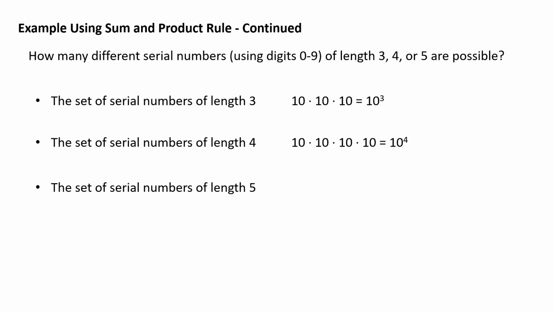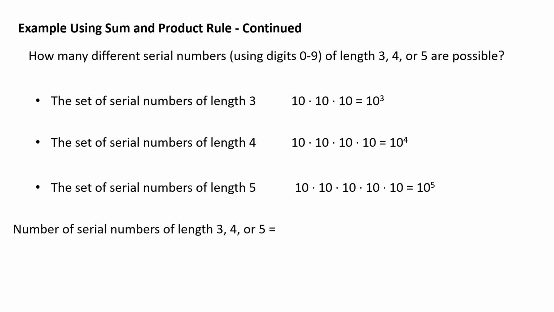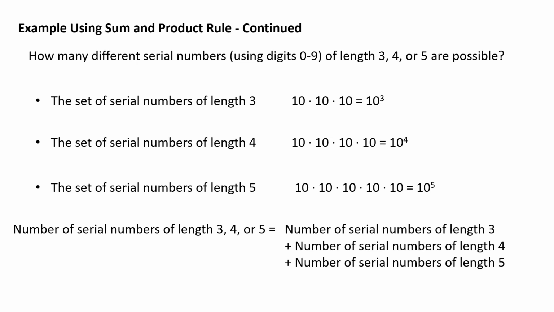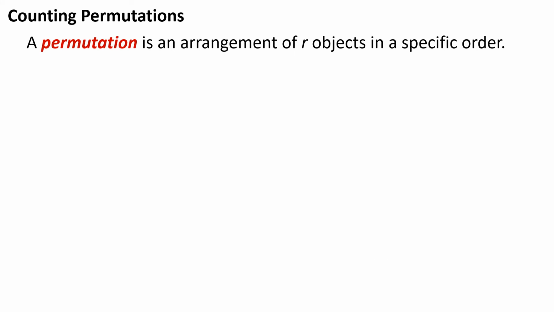For serial numbers of length 4, there are 4 different choices, each having 10 possibilities, so it would be 10 to the fourth. And for serial numbers of length 5, there are 5 choices, so 10 to the fifth. So the number of serial numbers of length 3, 4, or 5 would equal the sum of all of this: 10 to the third plus 10 to the fourth plus 10 to the fifth. Then we could go ahead and find that out, which would be pretty easy to do. I'm not sure if I have the answer on the slide here, but we would go ahead and find it. Okay, so that takes care of the first 2 sections.